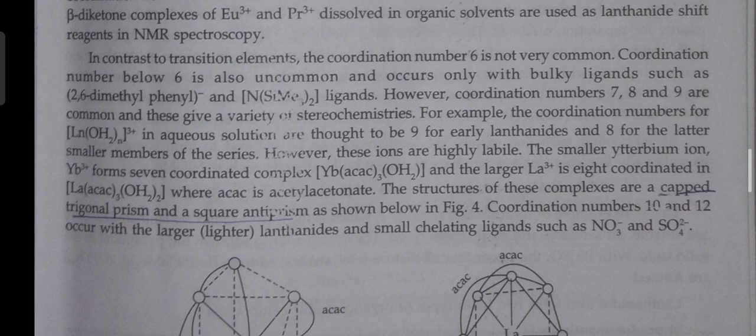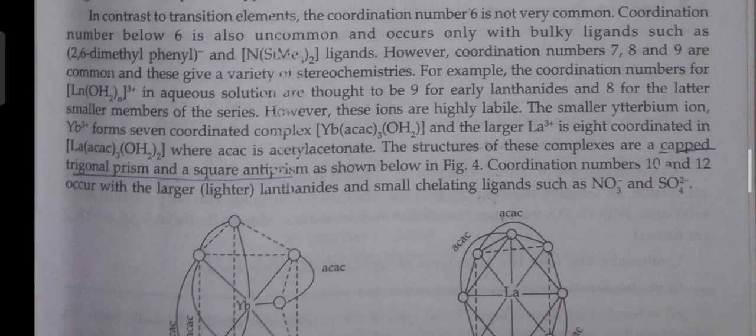In contrast to transition elements, the coordination number 6 is very common. Coordination number below 6 is also uncommon and occurs only when bulky ligands such as 2,6-dimethylphenyl and N(SiMe3)2 hold the metal. However, coordination numbers 7, 8, 9 are common, and these give a variety of stereochemistries. For example, the aqueous ions [Ln(OH2)n]3+ are thought to have n = 9 for earlier lanthanides and 8 for smaller members of the series.